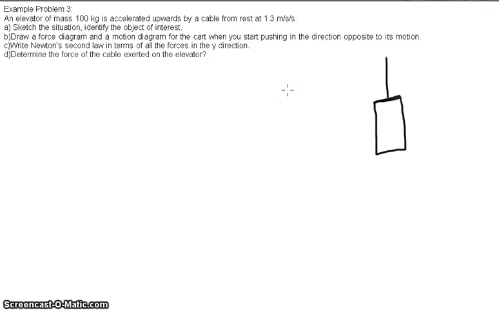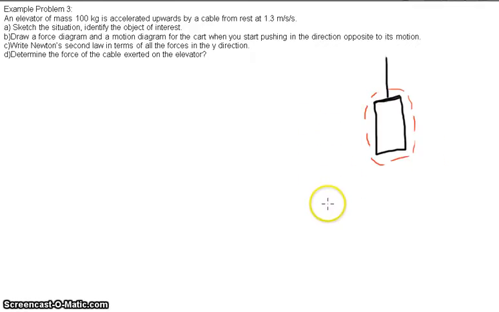Okay, example problem number 3. An elevator has a mass of 100 kilograms and is accelerated upwards by a cable from rest at 1.33 meters per second squared. Situation is sketched. The object of interest is the elevator, which I've identified here. We are going to then draw a force and motion diagram.